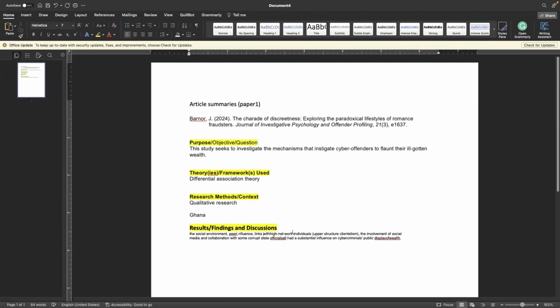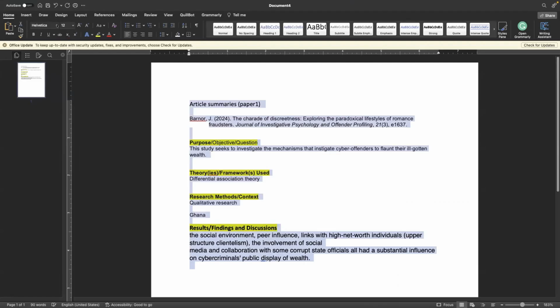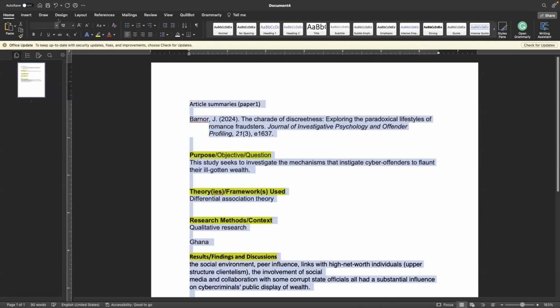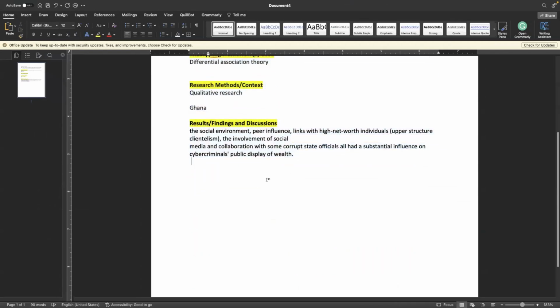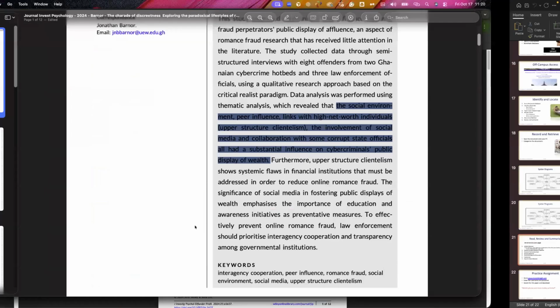Okay, so high net worth individuals, state officials, display of. Okay, so there's something here. High net worth. So this one also goes out to 12. Then the next ones will be the conclusions.